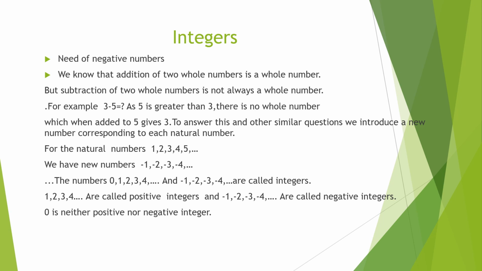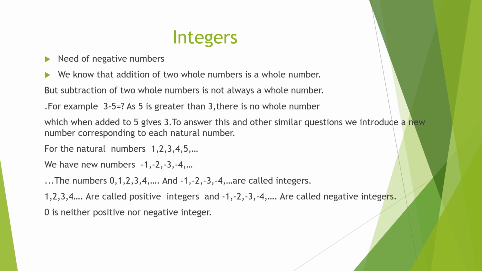So, 0, 1, 2, 3, 4, etc. and minus 1, minus 2, minus 3, minus 4, etc. are called integers, and 1, 2, 3, 4, and so on are positive integers. Minus 1, minus 2, minus 3, minus 4, and so on are negative integers.